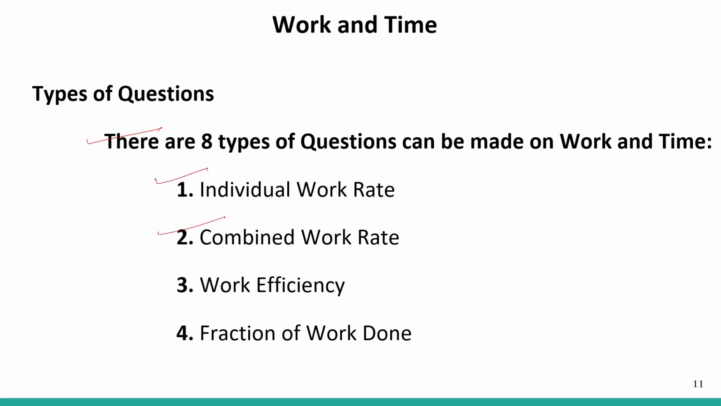The second one is on combined work rate, that is, two different kinds of people or two different kinds of tasks are there. That kind of question is called combined work rate. And the third kind of question is about work efficiency. How efficient is Anuj than Anup, or how efficient is Aditya than Ravindra. So the fourth kind of question is fraction of work done.